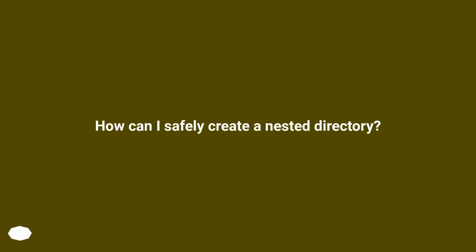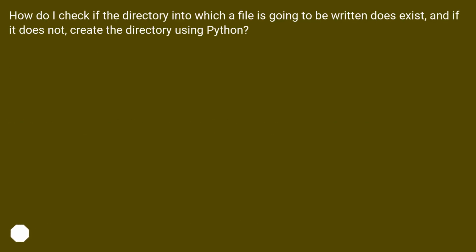How can I safely create a nested directory? How do I check if the directory into which a file is going to be written exists, and if it does not, create the directory using Python?